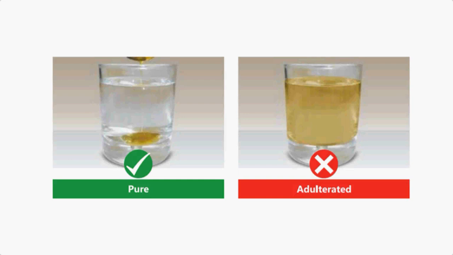Look at the picture. Pure honey, green color one, is not getting mixed with water, whereas the adulterated one is getting mixed with water. It looks like some mild tea, right?